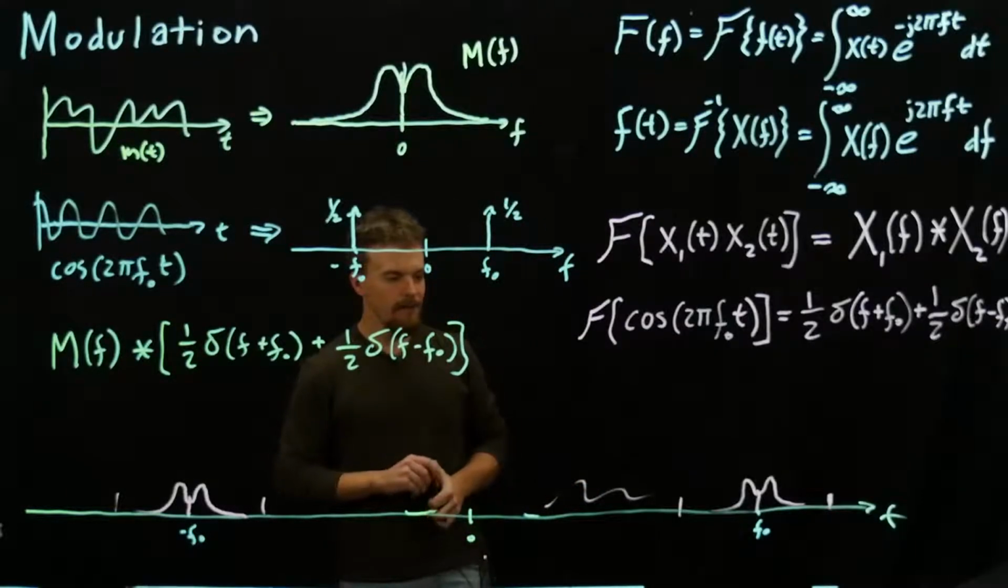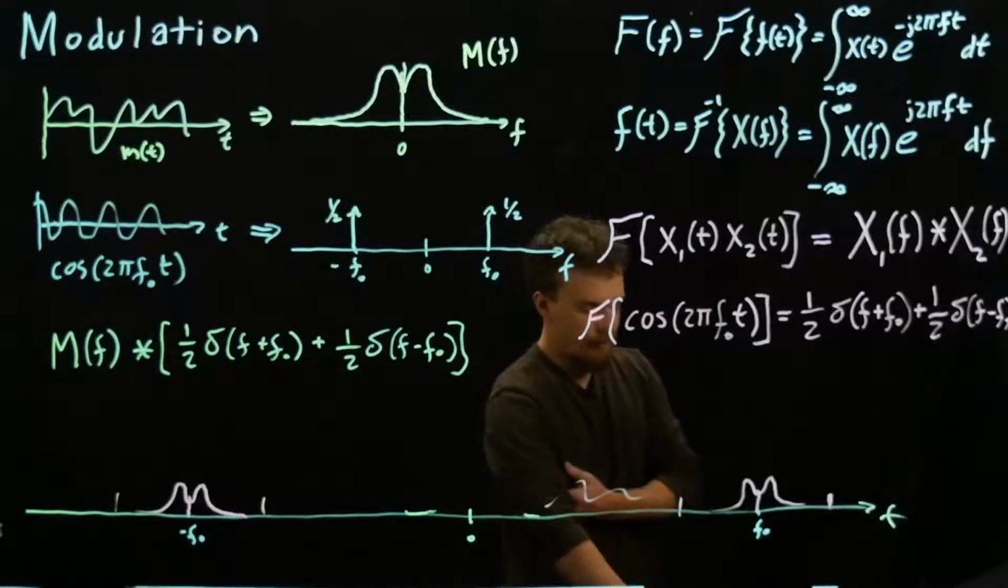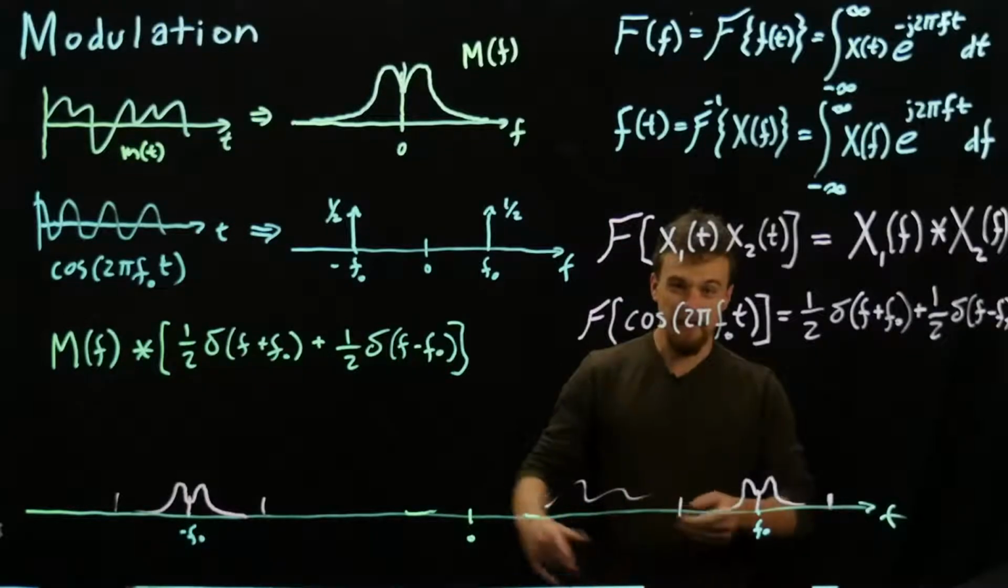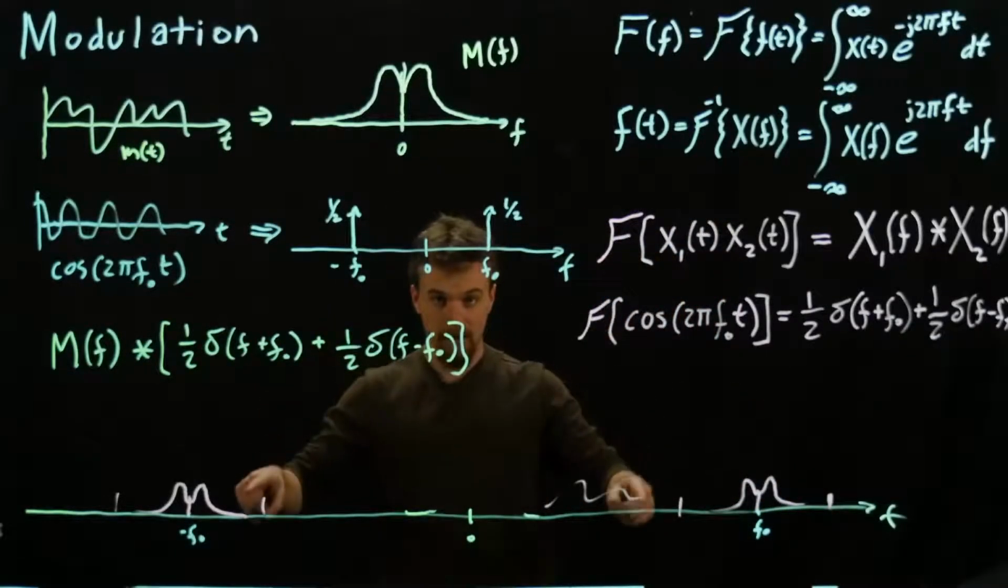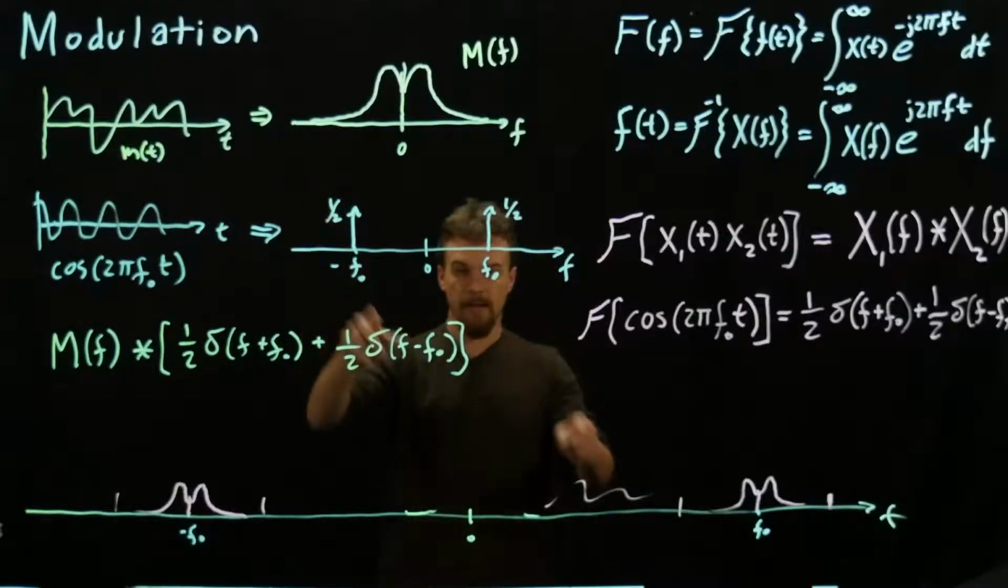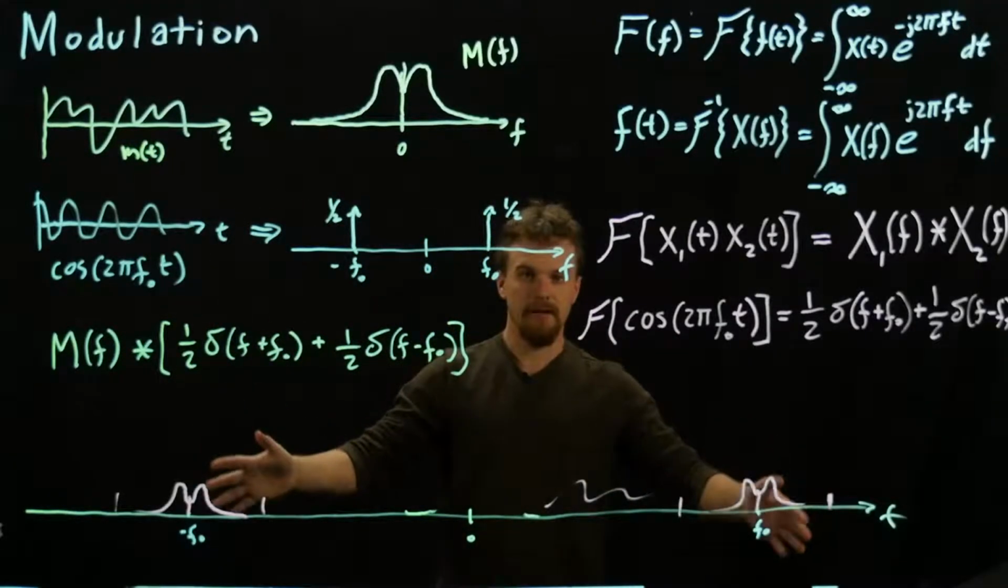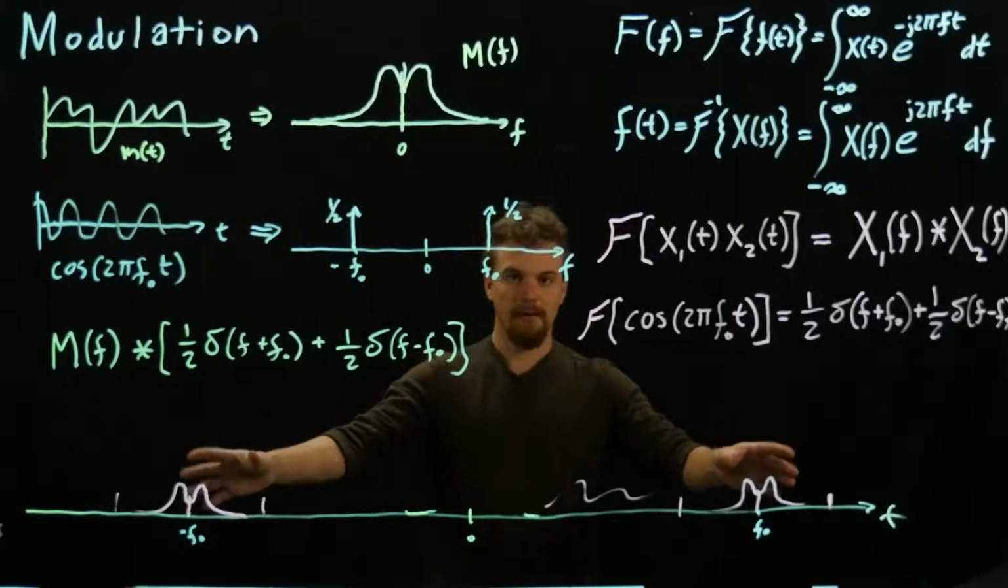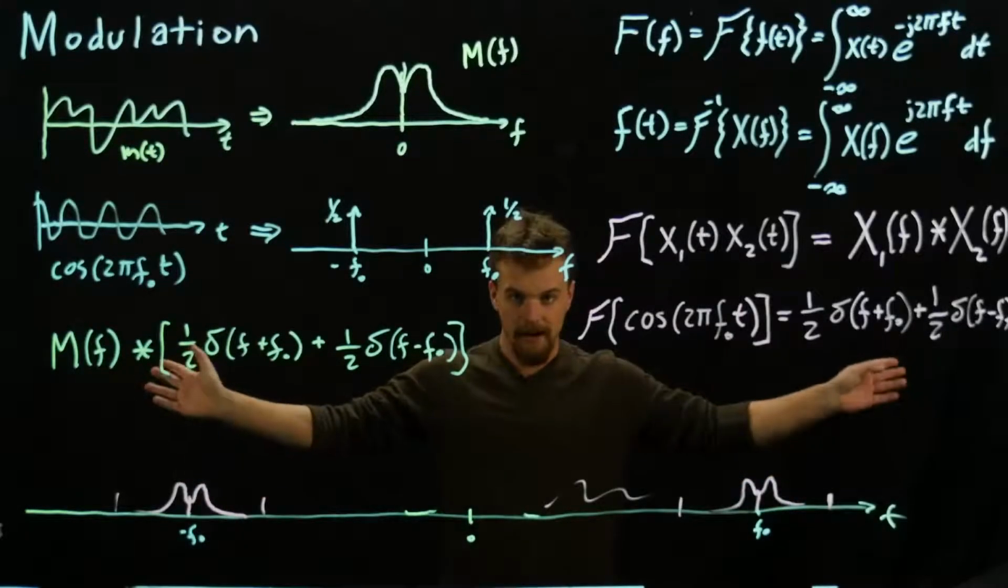So this process we just went through is what the transmitting radio station would do. They would have a message to transmit. They would multiply it by a cosine and do this. And this is what it looks like in the air in the electromagnetic spectrum.